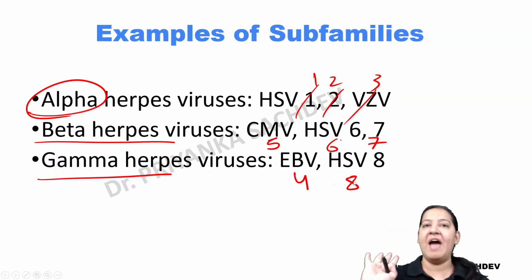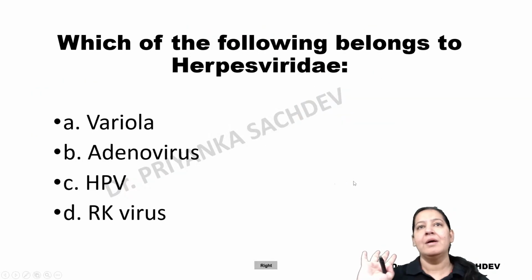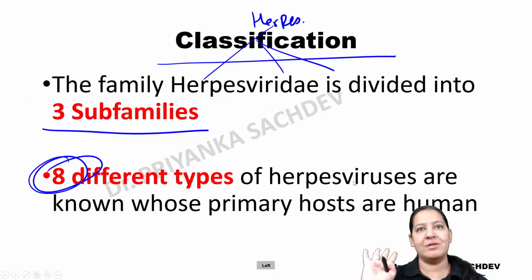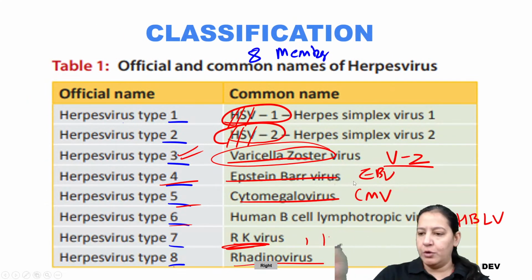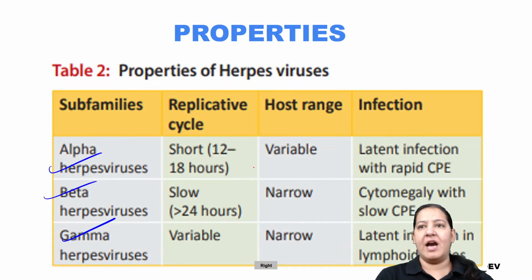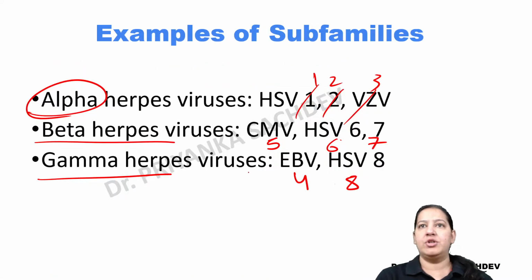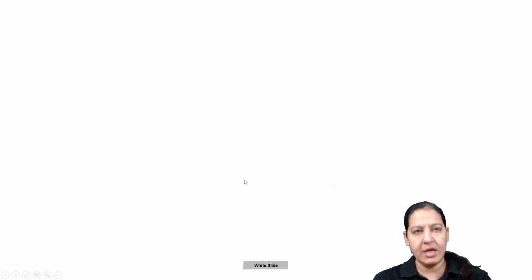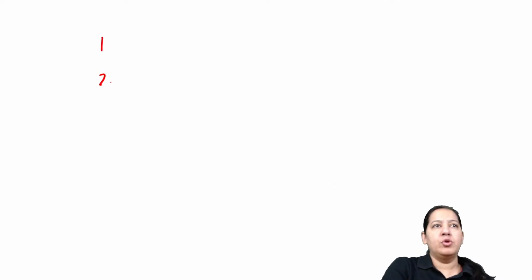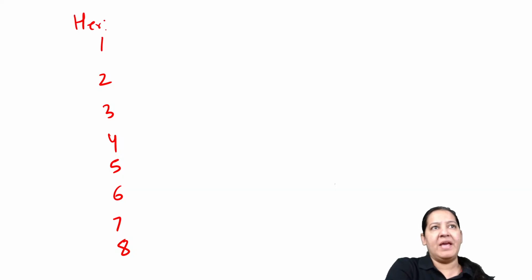Everyone give me a thumbs up. Everyone means everyone. Just a second, we will do some questions based on the classification. You got the classification? You want me to say it again? I guess I should say it once. Okay. So 1, 2, 3, 4, 5, 6, 7, 8. The 8 types of herpes virus.